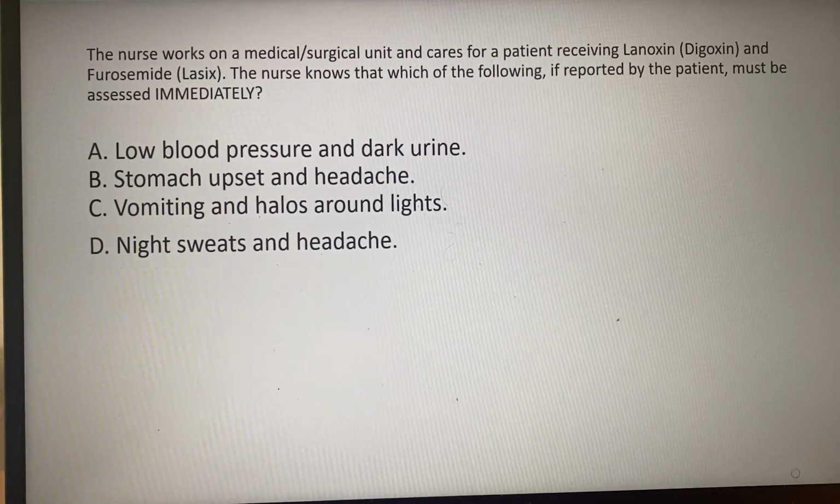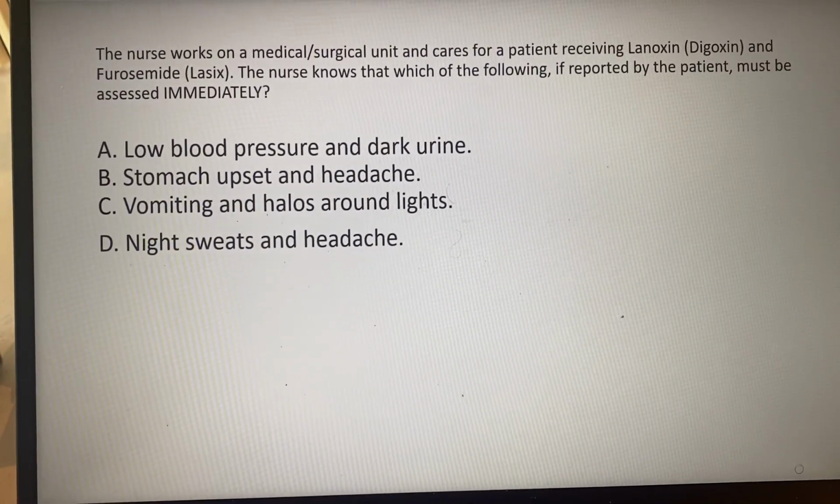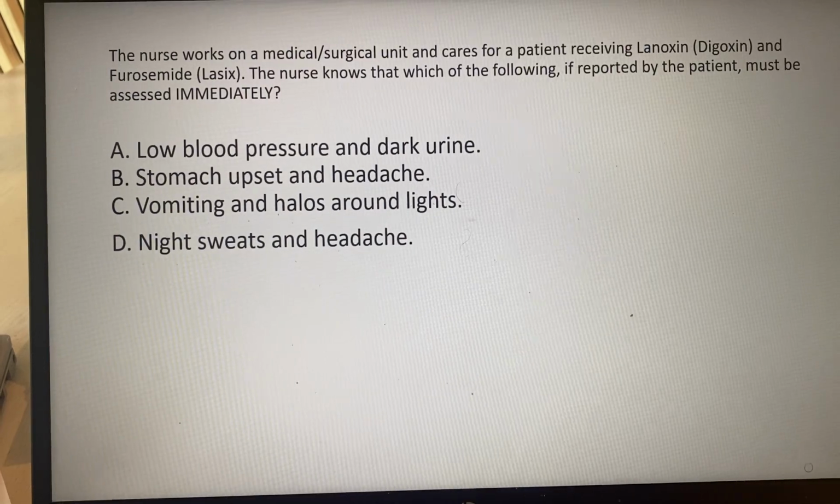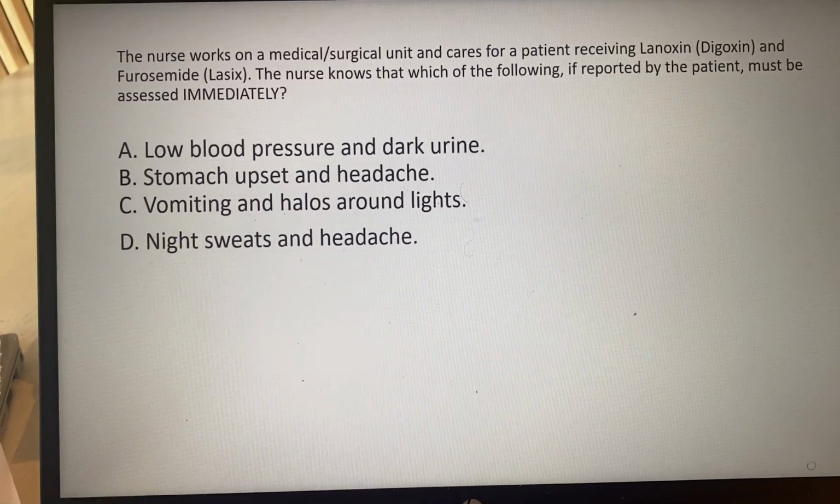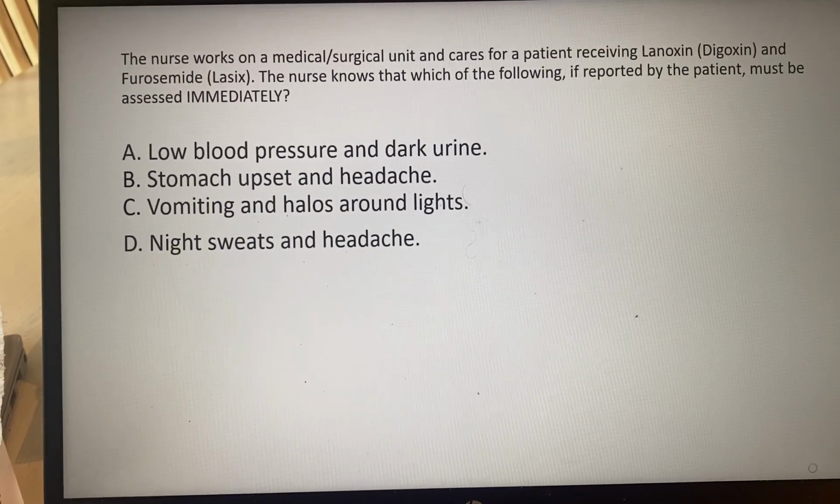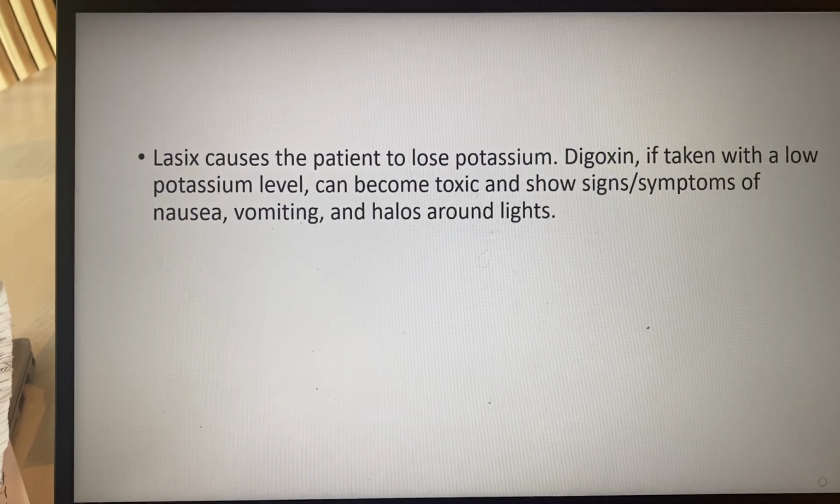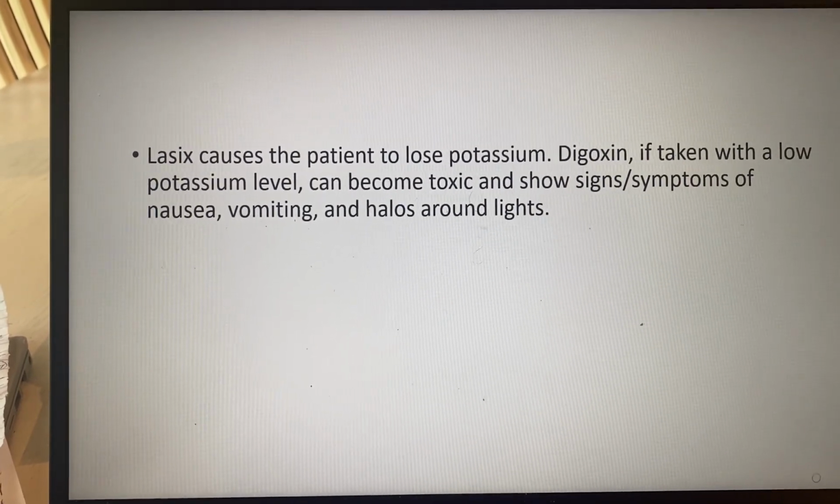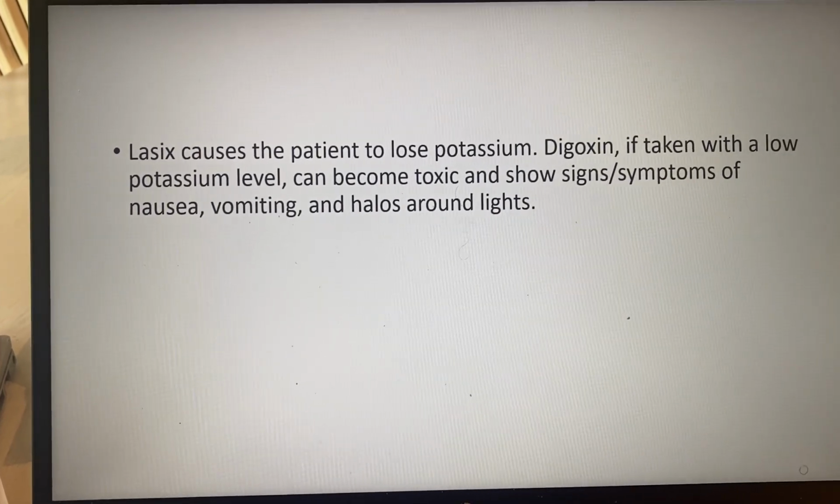Knowing those numbers and knowing those symptoms, which can involve halos, green lights, vomiting. GI problems are usually the early symptoms, and they can have double vision, blurred vision, etc. So Lasix can cause loss of potassium. If it's taken, they can become toxic and experience these symptoms, right?